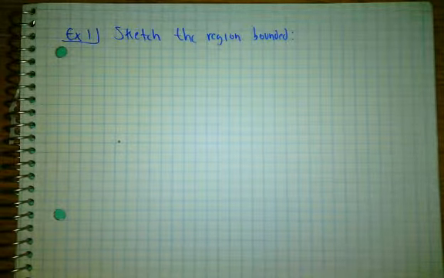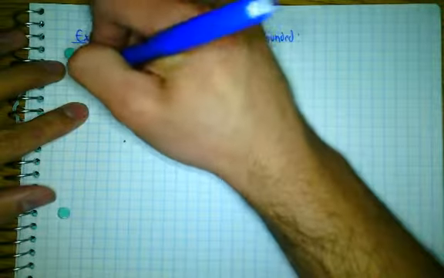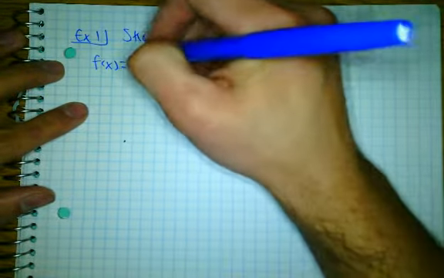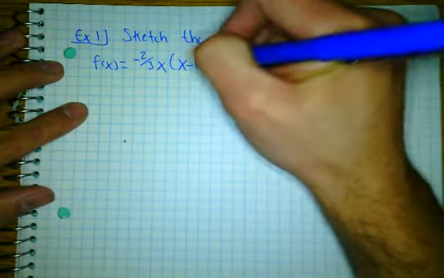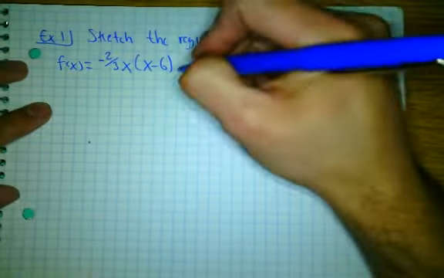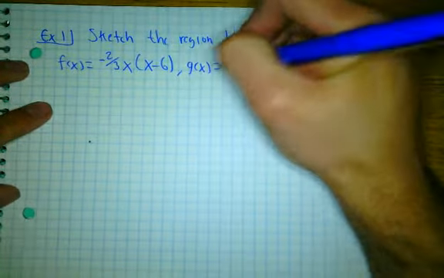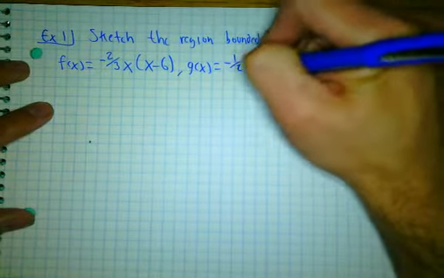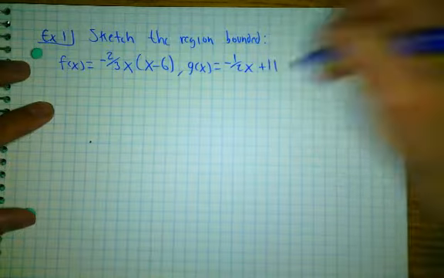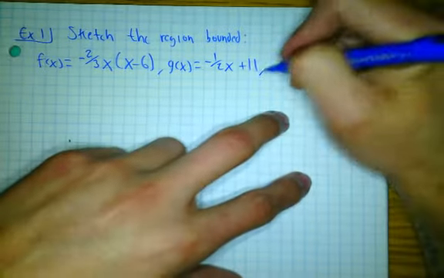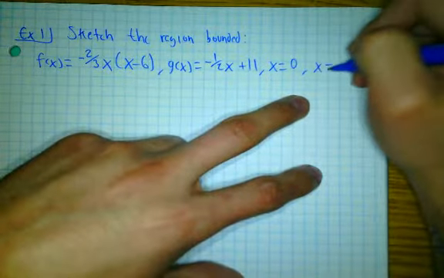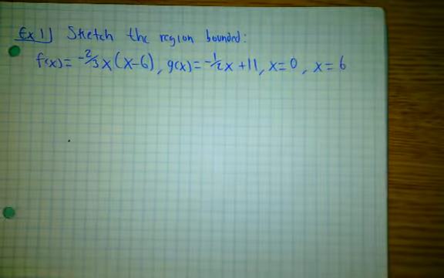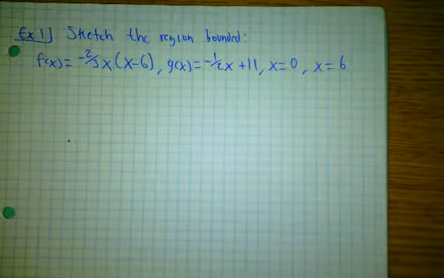Sketch everything. Okay? So I'm going to give you two functions. The first function is f of x equals negative 2/3 x times (x minus 6). The second function is g of x equals negative 1/2 x plus 11. The third function is x equals 0. And the fourth is, well, it's not even a function, sorry. The third equation is x equals 0. And the fourth equation is x equals 6. Right?